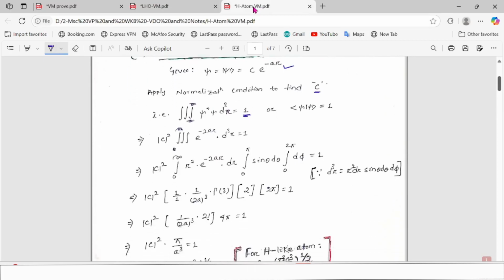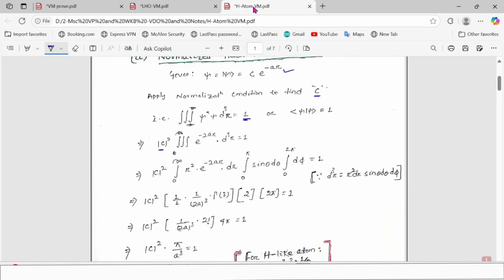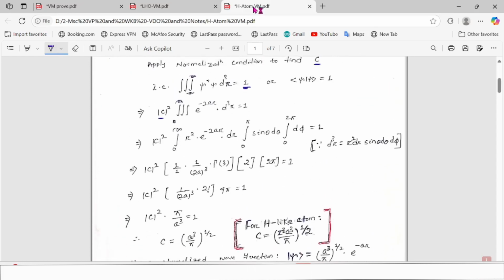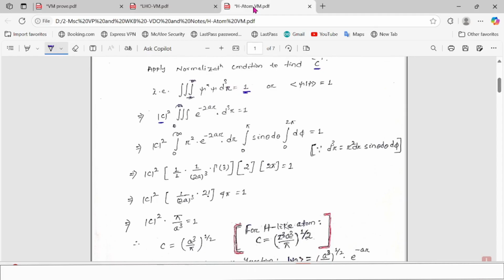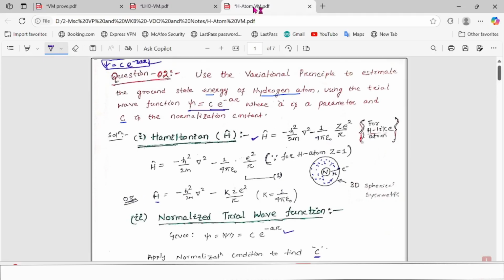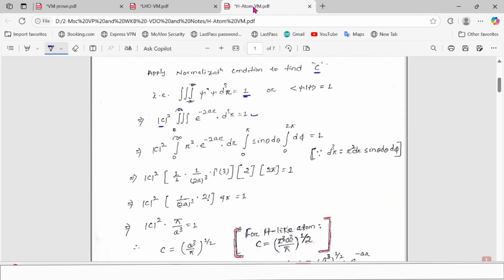So here C is the constant. C star times C gives C mod square, taken outside, triple integration, e to the minus Ar into e to the minus Ar. So it will be e to the power minus 2Ar dτ equal to 1. Now, as it is spherically symmetric, the three integrations will be with respect to r, with respect to theta, and with respect to phi, as we know in the case of a 3-dimensional spherically symmetric system.